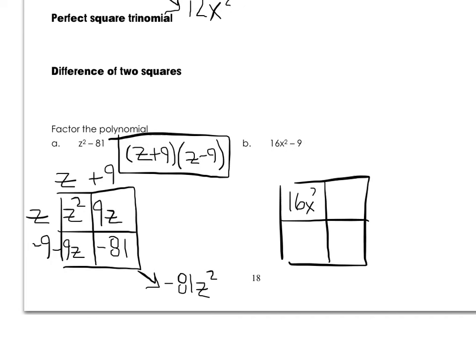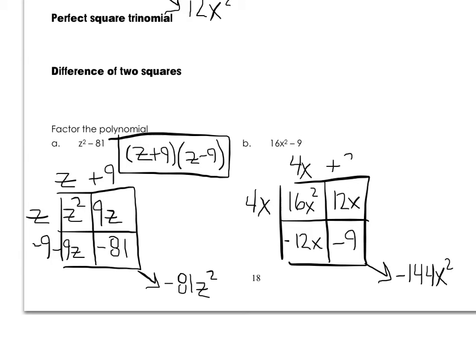So 16x squared and negative 9. Okay, we might notice that 16 and 9 are perfect squares, 4 times 4 and 3 times 3. Okay, 16 times negative 9 is negative 144x squared. So two multiples of negative 144 that add up to 0 are going to be 12x and negative 12x. So again, we get those perfect squares in there. Now, GCF along the top, we have to be a little bit careful. That's going to be 4x. 4x times 4x, 4x times 3, 4x times negative 3. So my factors are going to be 4x plus 3, 4x minus 3.